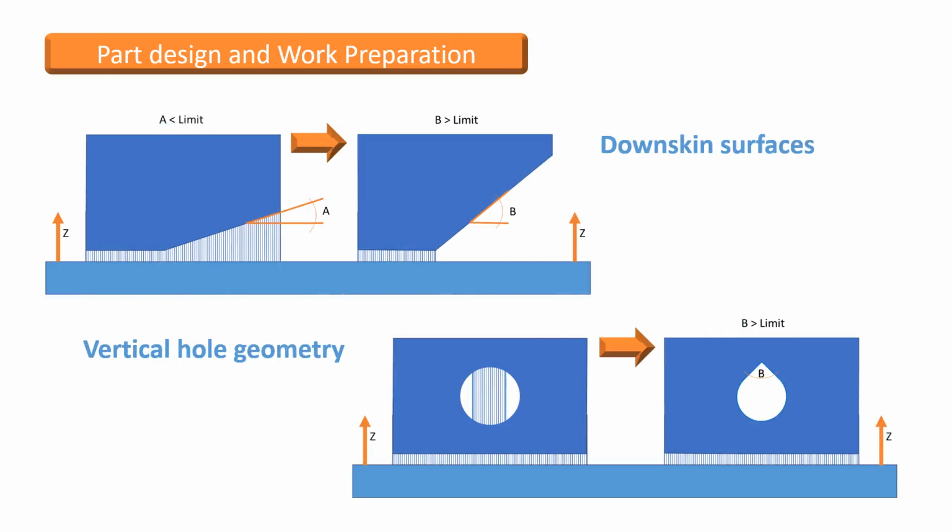In the geometry of the part, downskin surfaces may need a support structure. This can be avoided either by designing the surfaces more vertically or by printing the piece in a position that no support structures are required for these surfaces.